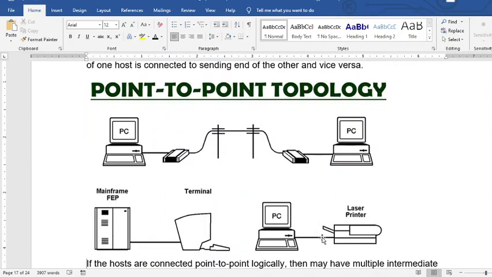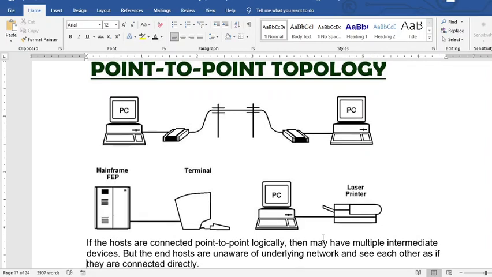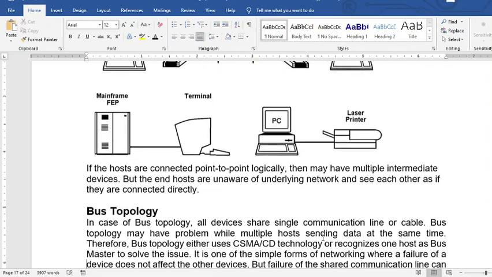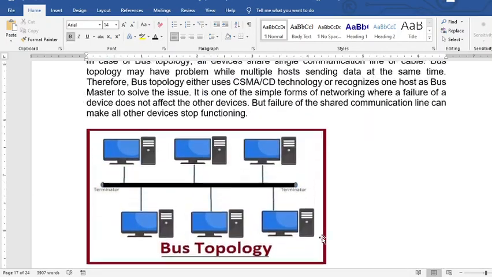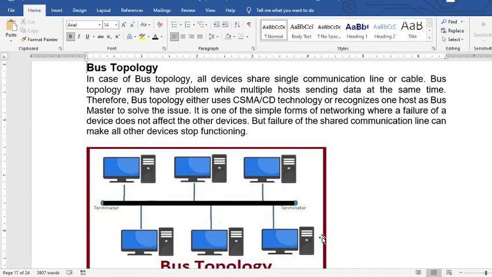Let's go to the point to point. Point to point is actually something like a computer to a computer and nothing else, or a PC to a printer, and there's nothing in it. It was actually an old topology which is not actually being used at this point in time. It was an old model or technology.